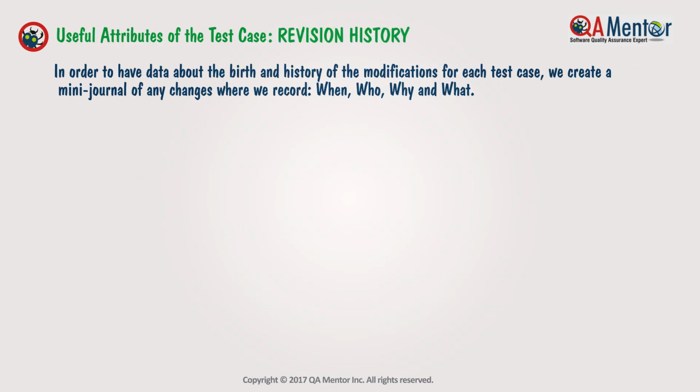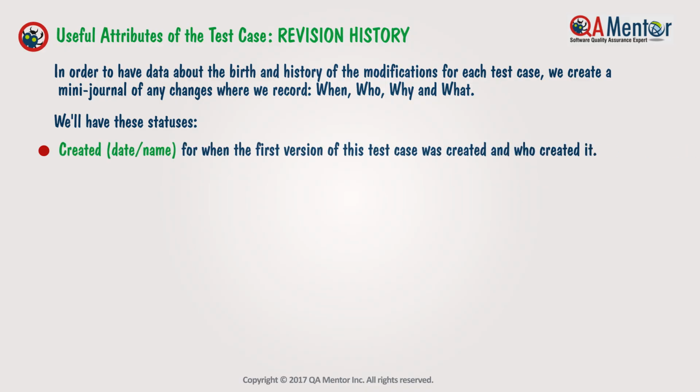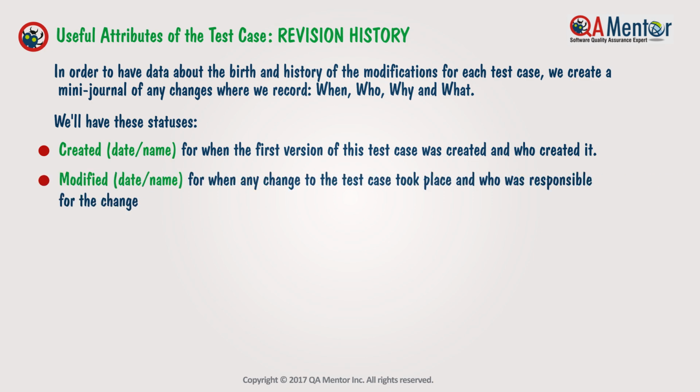Revision history. In order to have data about the birth and history of the modifications for each test case, we create a mini journal of any changes where we record when, who, why, and what. We'll have these statuses: created, date, name, for when the first version of this test case was created and who created it. Modified, date, name, for when any change to the test case took place and who was responsible for the change. Reason, why the test case was changed and what was changed. Test case management systems record revision history automatically.